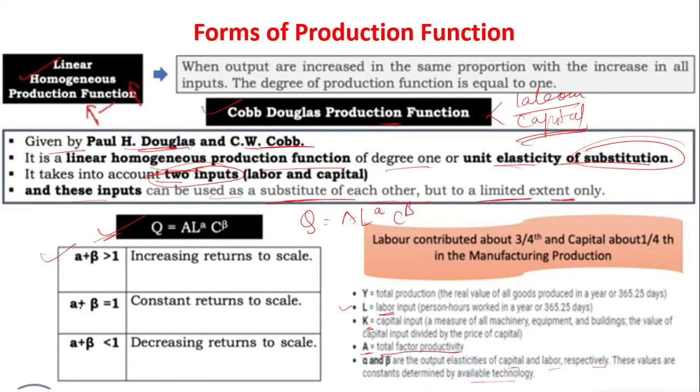These are important terms. If alpha plus beta is greater than 1, there is increasing returns to scale. If alpha plus beta is equal to 1, there is constant returns to scale. If alpha plus beta is less than 1, there is decreasing returns to scale.